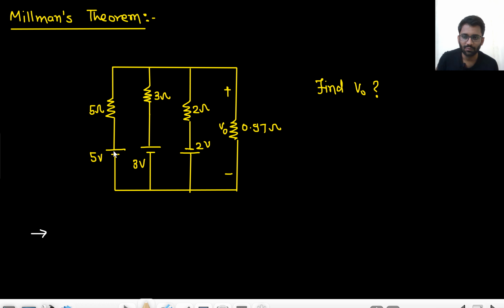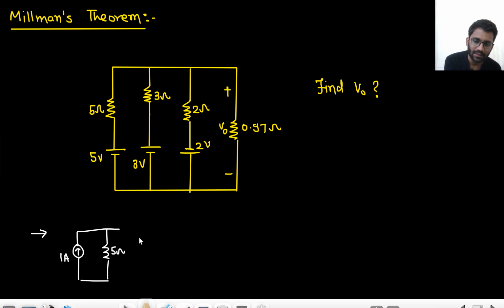Okay, so this voltage source 5 volt and 5 ohm resistance is there. So 1 ampere current source, upward direction, and 5 ohm resistance in parallel. Okay, so this is how it will be converted: 1 ampere current source and 5 ohm in parallel. Same with the next one. What will happen? 1 ampere current source and 3 ohm in parallel.